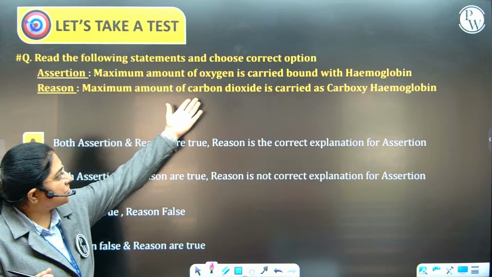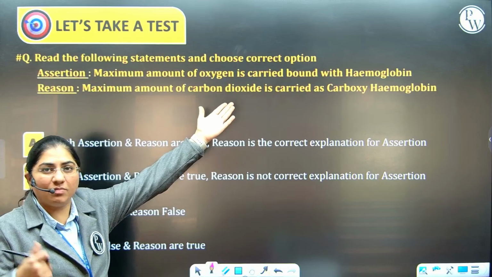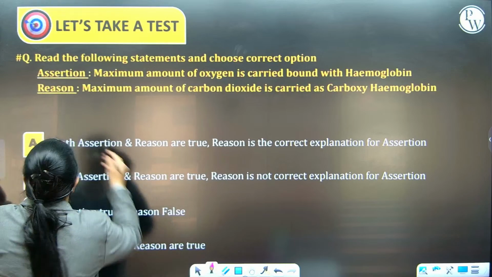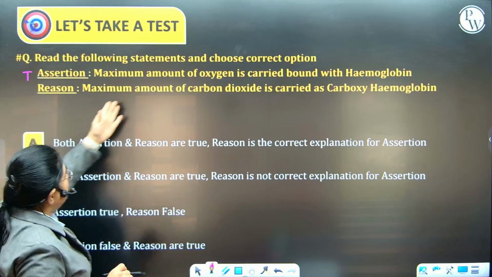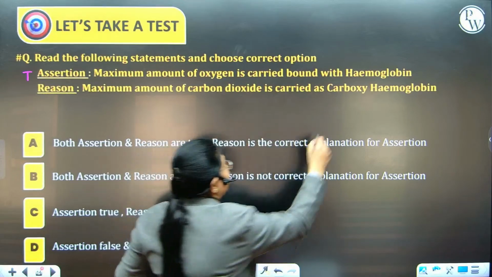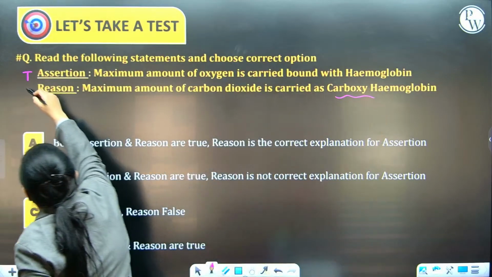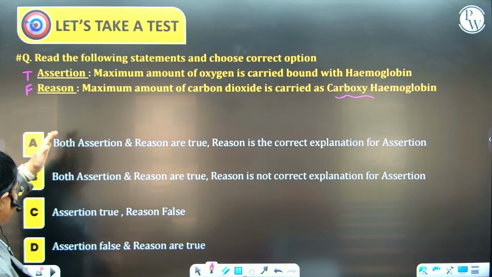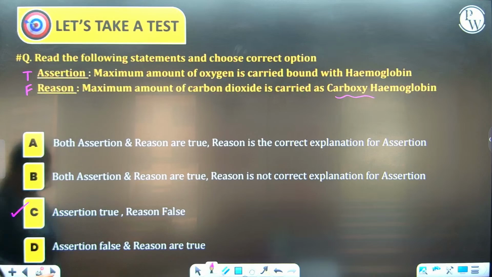Maximum amount of oxygen is carried bound with hemoglobin. Yes, 97% as oxyhemoglobin. So this is a true statement. Maximum amount of carbon dioxide is carried as carboxyhemoglobin. No, it is carbaminohemoglobin. So this is a false statement. So assertion is true, reason is false, and which key has our answer? Is the answer key C.